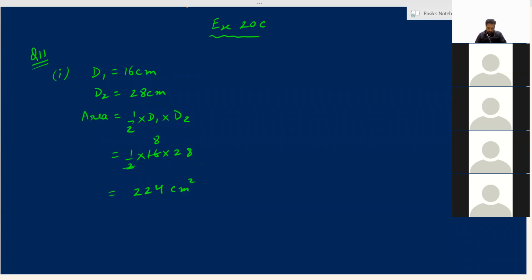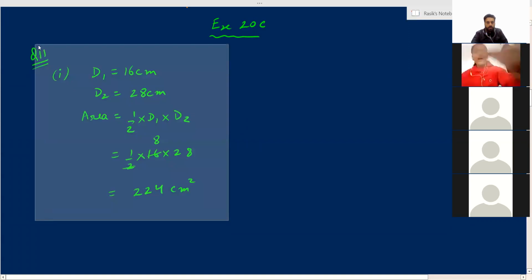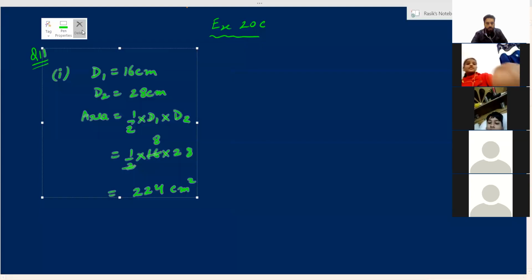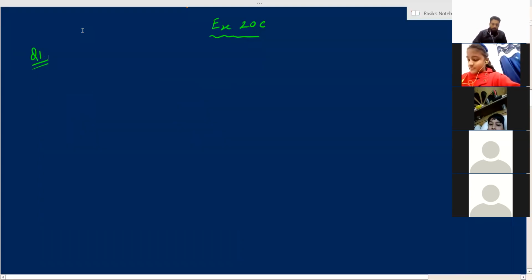Do the second part of question 11 in homework. May we start with question 12 now? Yes. Have you all written question 11 in your copy? First part. The second part you have to do in homework. Can we start question 12 now? Yes, sir. Question 12.